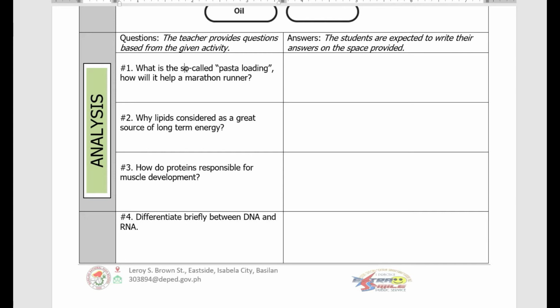Number 3, how are proteins responsible for muscle development? We know that muscle is made up of proteins, okay? But in this case, for example, how does a bodybuilder develop his muscle compared to a non-bodybuilder? Number 4, differentiate briefly between DNA and RNA. In this case, if you differentiate DNA and RNA, you have to consider several factors like sugar, like the strand, as well as base pairing, etc.